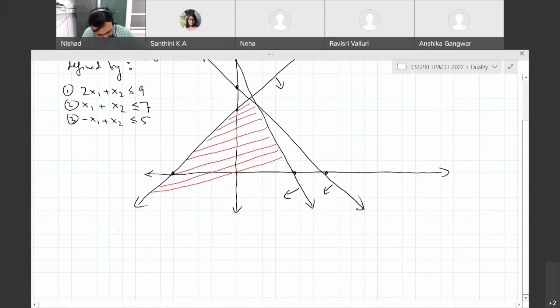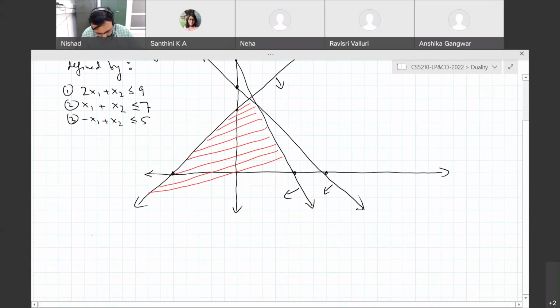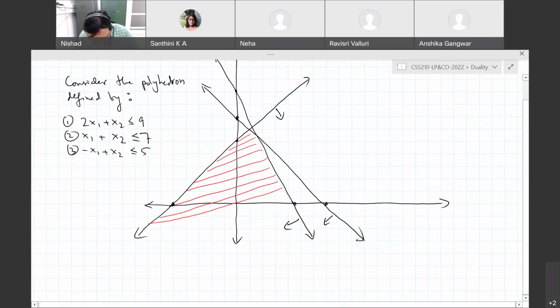And notice that there are two extreme points here. One of them is this point. This is 1, 6, if I'm not mistaken. So this is our x1 and this is our x2. And this point here is 2, 5.